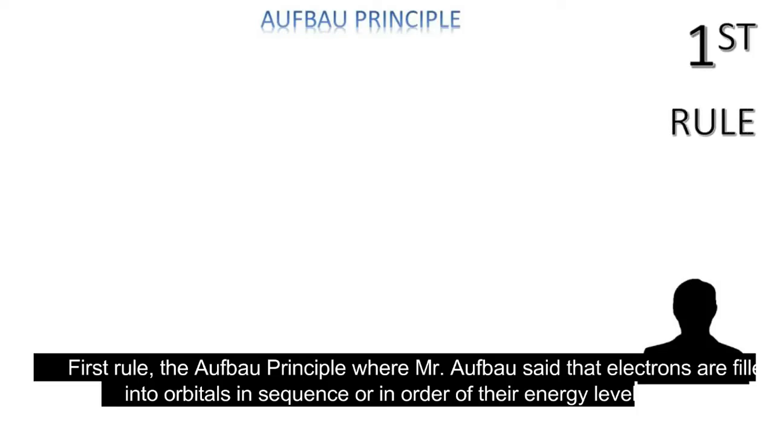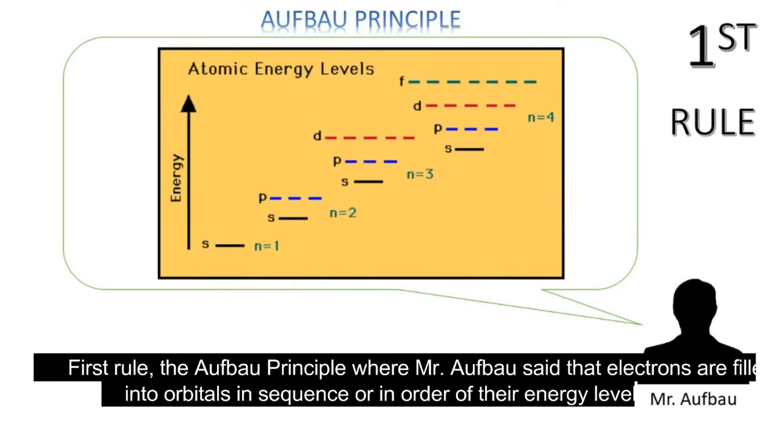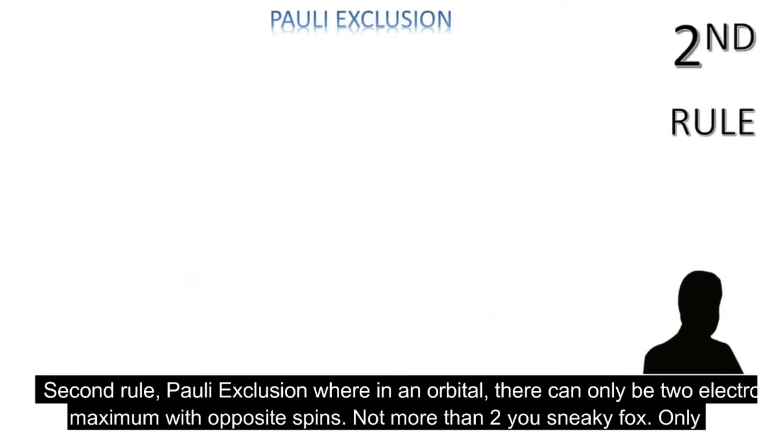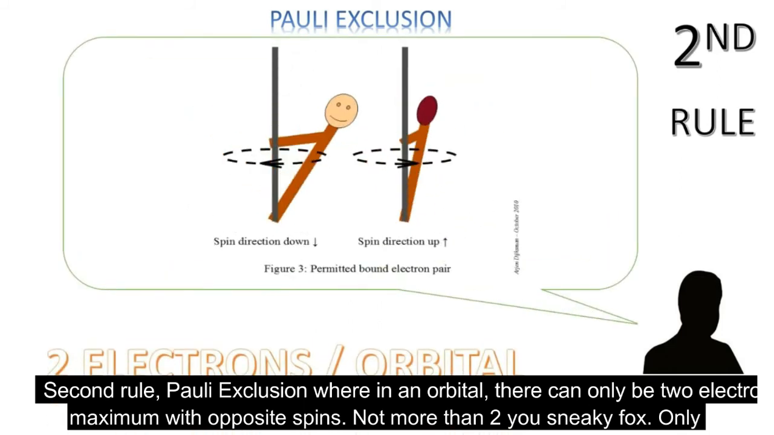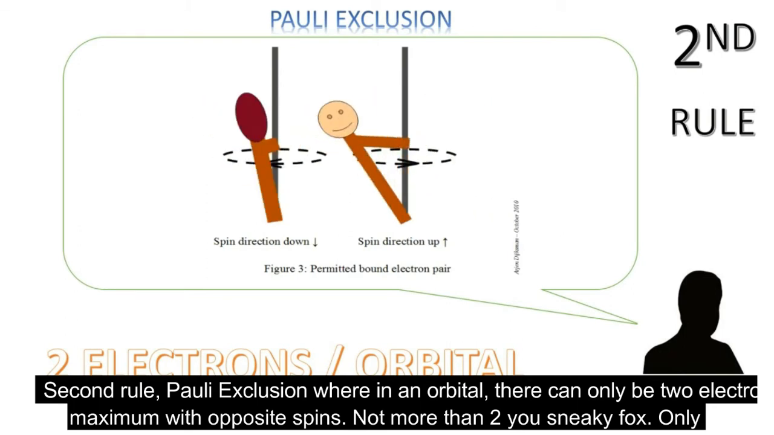First rule, the Aufbau principle, where Mr. Aufbau said that electrons are filled into orbitals in sequence or in order of their energy levels. Second rule, Pauli exclusion, where in an orbital there can only be 2 electrons maximum with opposite spins. Not more than 2, you sneaky fox.